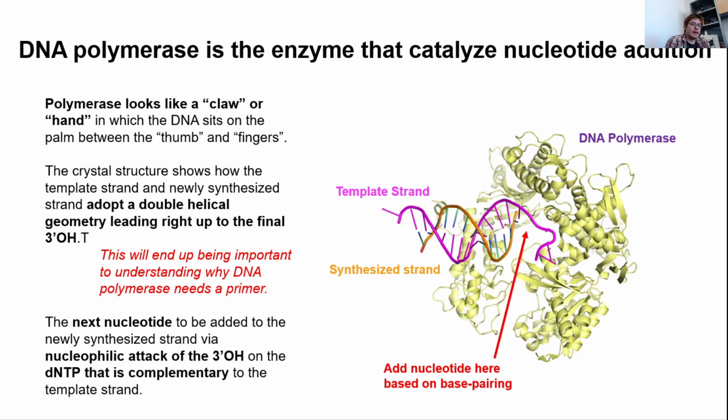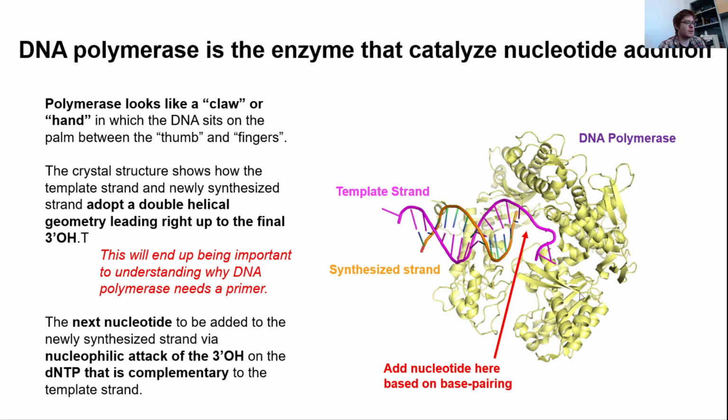Now, what is it that polymerase actually does here to make this chemistry happen? So we have this beautiful structure here of a DNA polymerase with the template strand here in pink entering the active site and our newly synthesized strand in orange. As you can see, this is that sort of double-stranded stretch between template and synthesized strand that I mentioned before. And the new nucleotide that we're going to add via base pairing is going to happen right here. And so from a structural point of view, people often describe the polymerase as looking sort of like a claw or a hand, in which the DNA sort of rests on the palm in between the thumb and fingers of this structure.